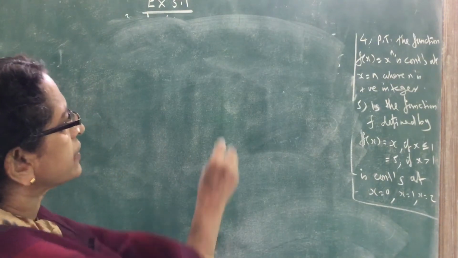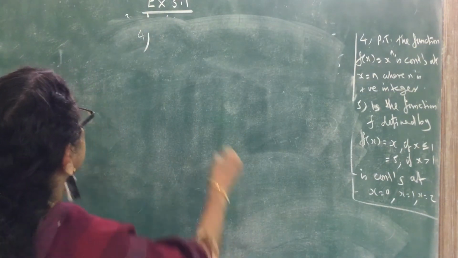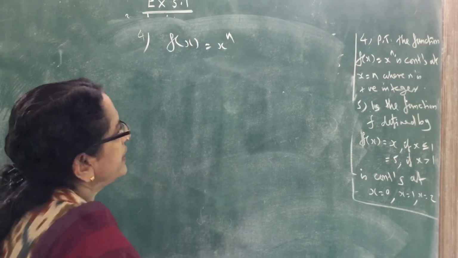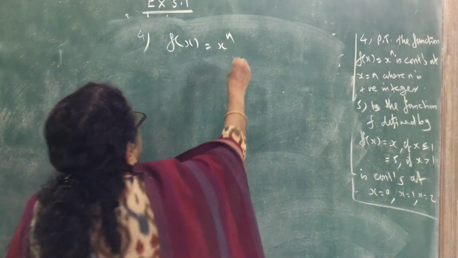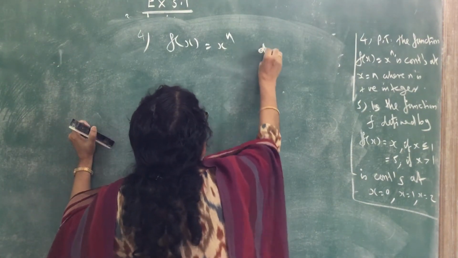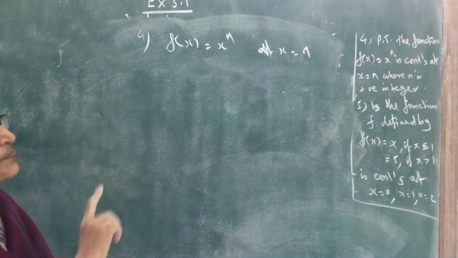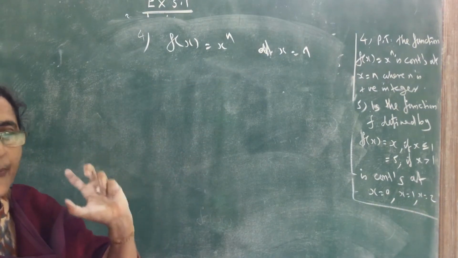Now we'll see question number 4. Question number 4: Prove that the function f of x equals x raised to n is continuous at x equal to n, where n is any positive integer. The given question is to prove that the function is continuous at x equal to n, where n is a positive integer.